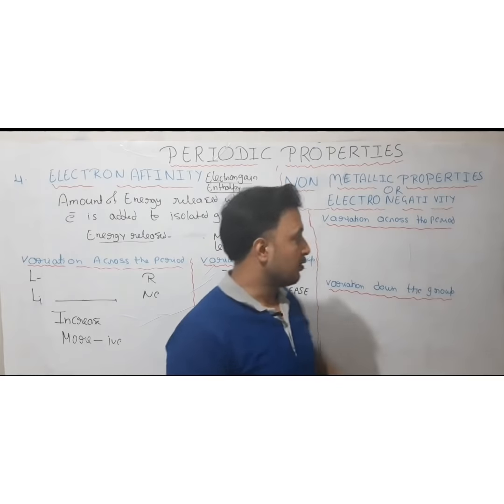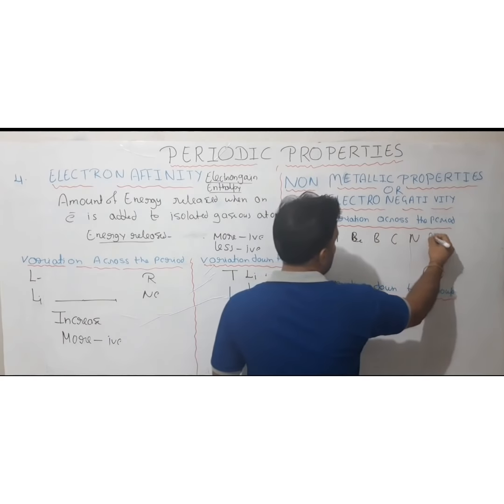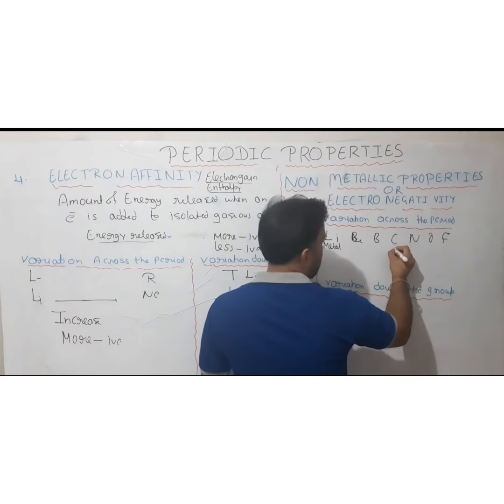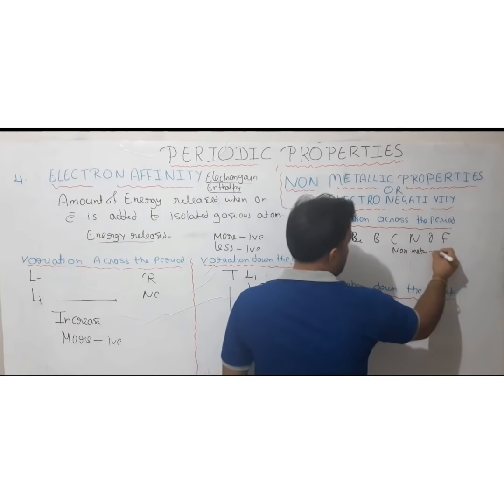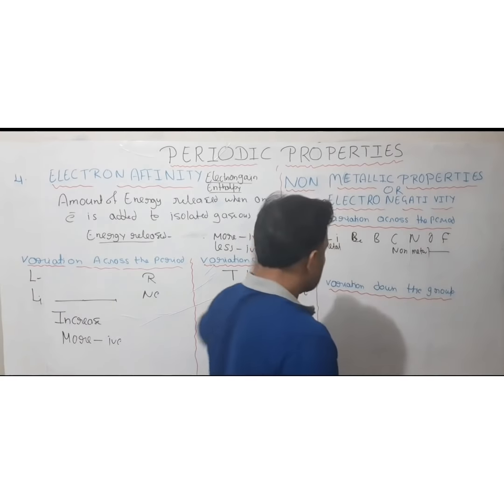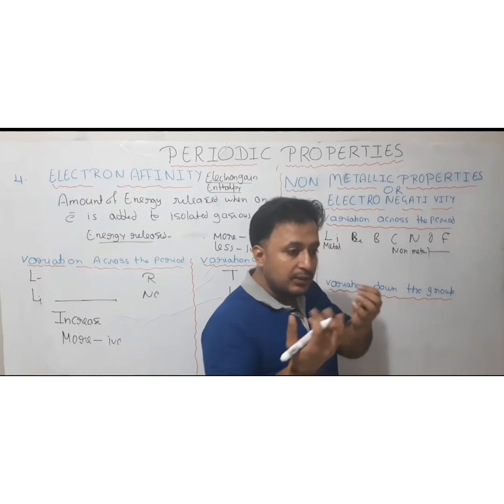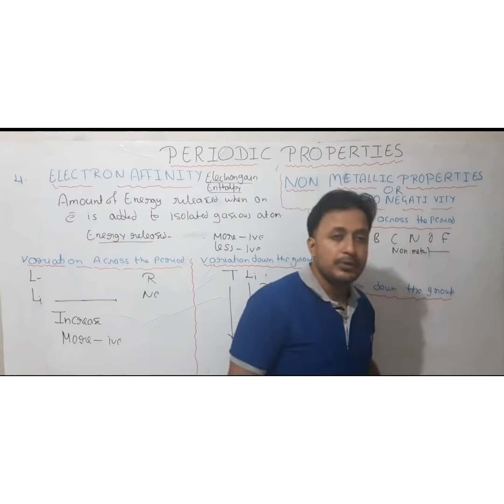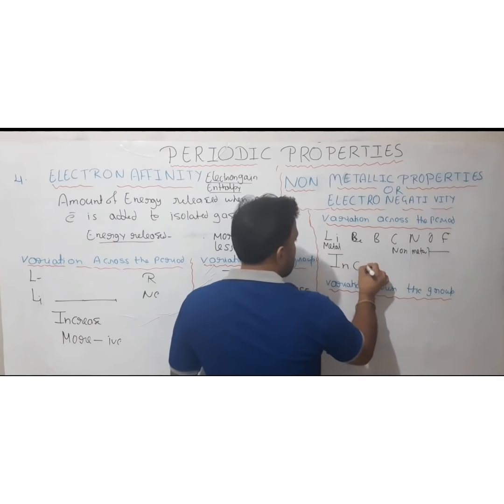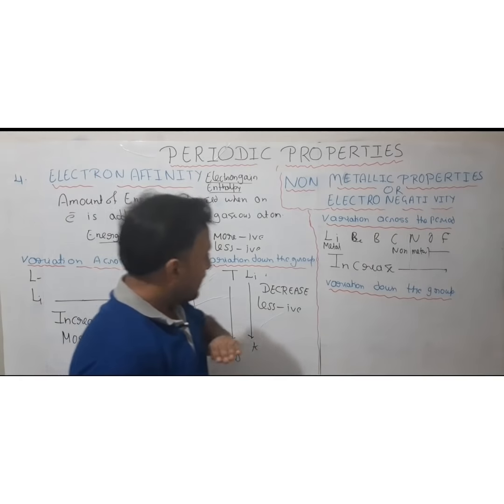So we are going to see how it varies across the period. If we take lithium, beryllium, boron, carbon, nitrogen, oxygen, fluorine, what we see is lithium is a metal, and from carbon onwards till fluorine all are non-metals. Why? Because nuclear force is increasing as we move across the period. Also, electron affinity is increasing across the period. It means the tendency to accept electrons is more when we move left to right, so electronegativity or non-metallic character increases left to right of the periodic table. Understood?